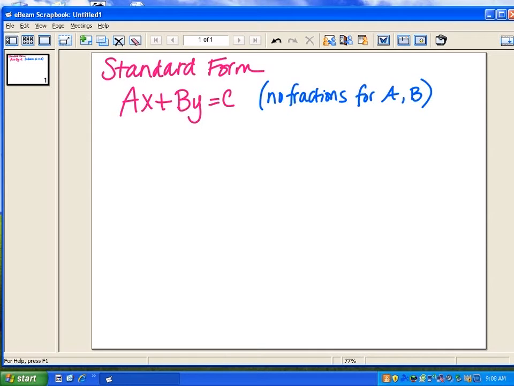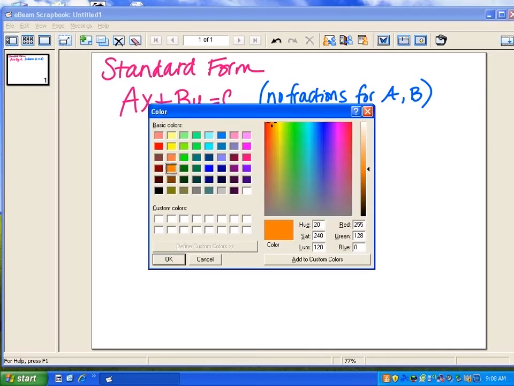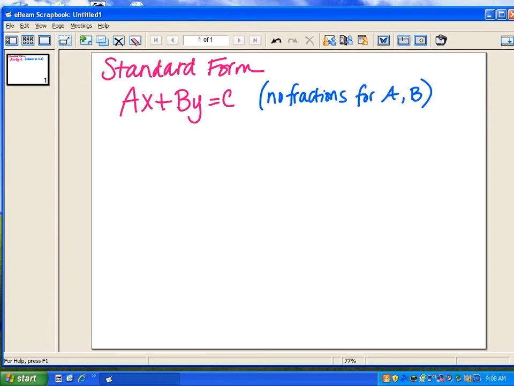Okay, the next form that we talked about yesterday, or that we've dealt with in the past, and you guys are actually pretty good at it, is our slope-intercept form. Okay, who can tell me the formula for slope-intercept form? Olivia. Y equals mx plus b.